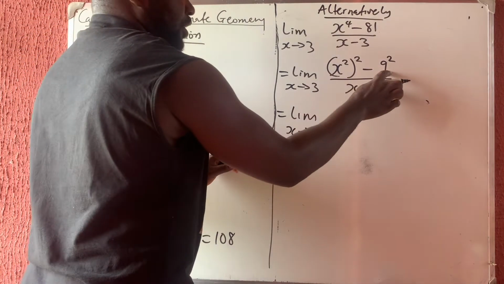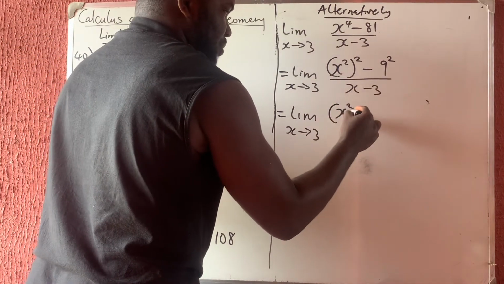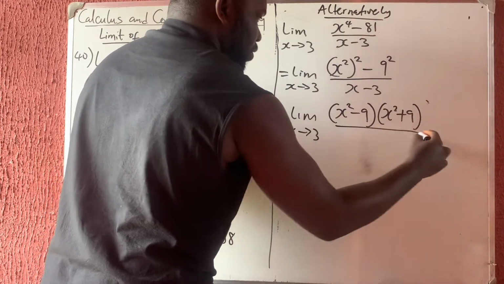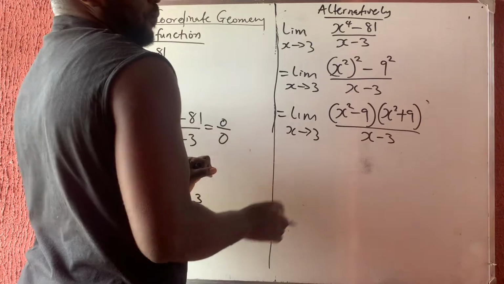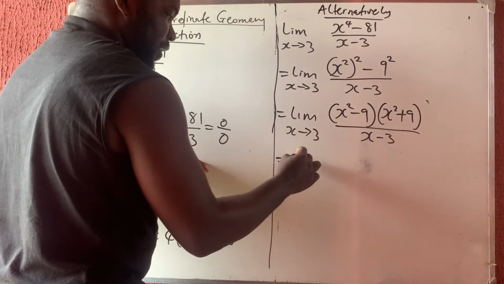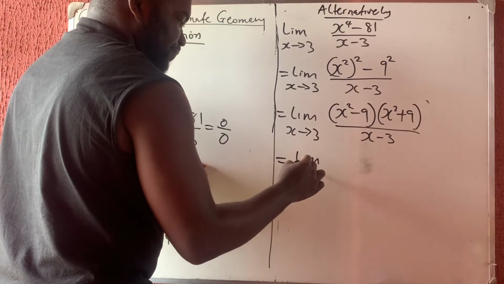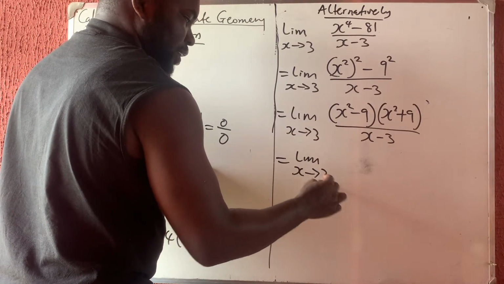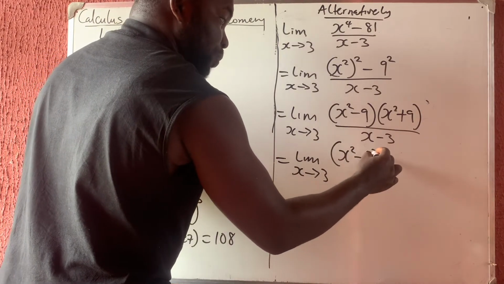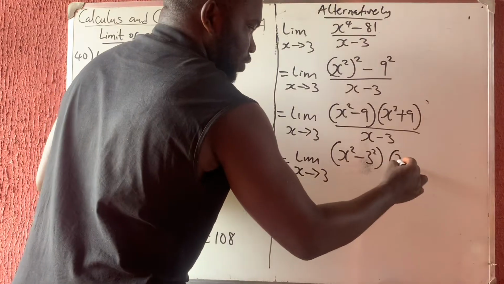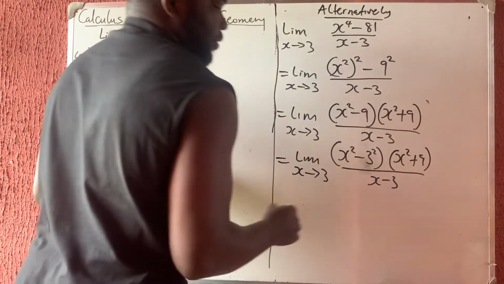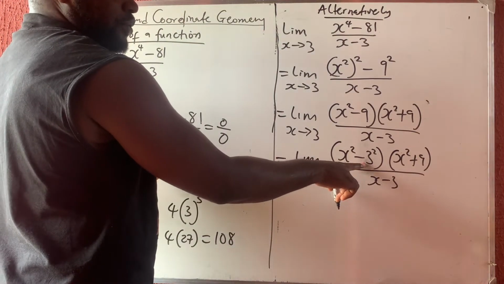So this is the difference of two squares: x squared minus 9 and x squared plus 9, all over x minus 3. Now, if you look at this one again, this one is another difference of two squares, but let me show you. This is now the limit as x approaches 3 of x raised to power 2 minus 3 raised to power 2, in bracket of x squared plus 9, all over x minus 3. Now this is a difference of two squares, so let us do that.